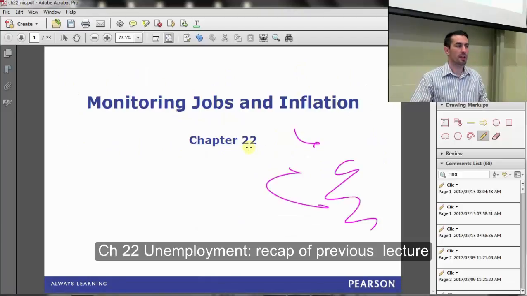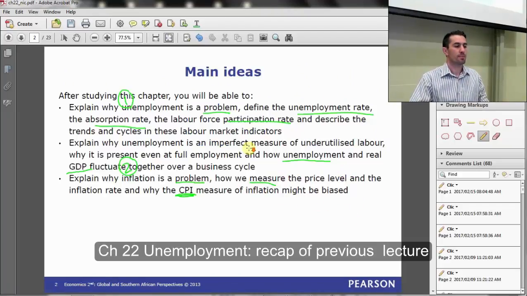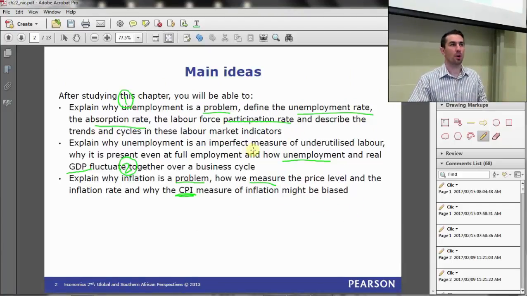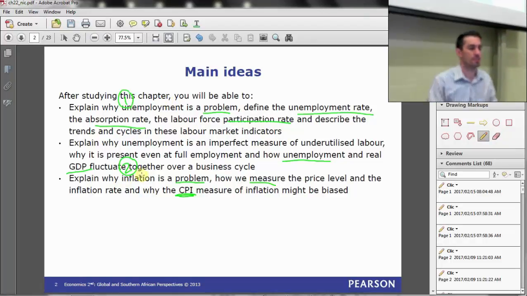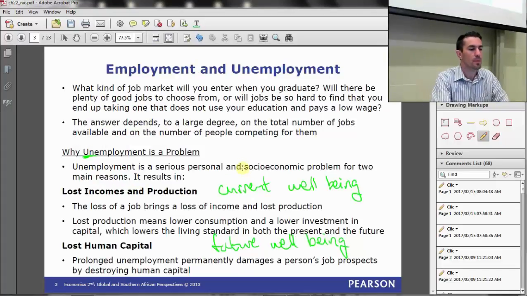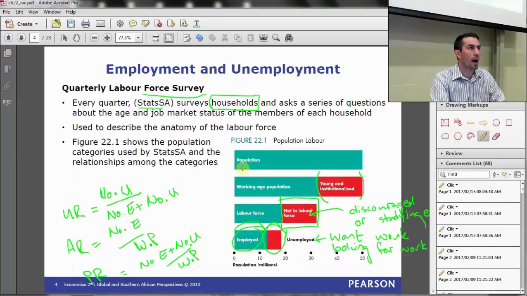Returning then to chapter 22. As a quick recap as to where we were, we said that in chapter 22 we deal with two different concepts. We deal with unemployment, and we're also going to deal with inflation. We haven't got to inflation yet. We started talking about unemployment. Why is unemployment a problem? Well, it affects our well-being. How do we measure unemployment in South Africa? We use something called the Quarterly Labour Force Survey.